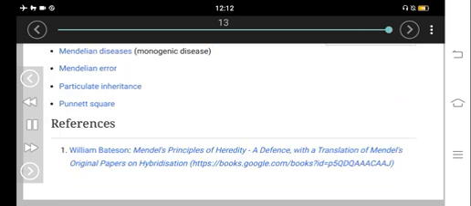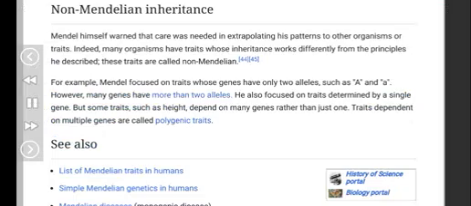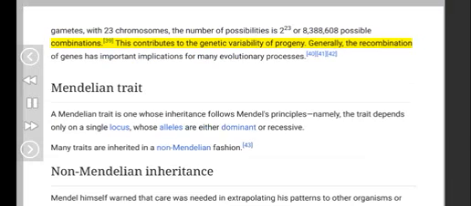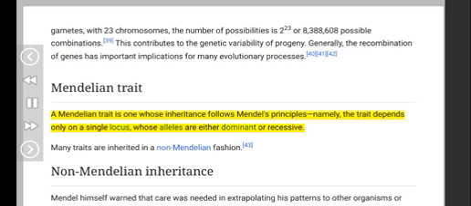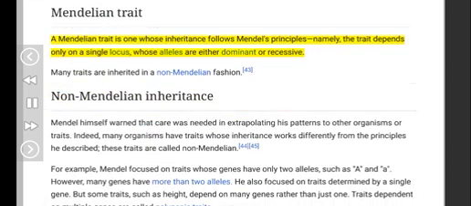For gametes with 23 chromosomes, the number of possibilities is 2^23, or 8,388,608 possible combinations. This contributes to the genetic variability of progeny. Generally, the recombination of genes has important implications for many evolutionary processes. A Mendelian trait is one whose inheritance follows Mendel's principles, namely, the trait depends only on a single locus, whose alleles are either dominant or recessive.